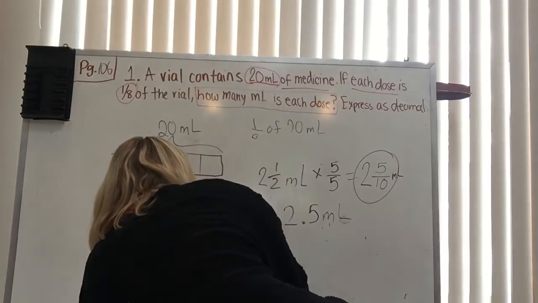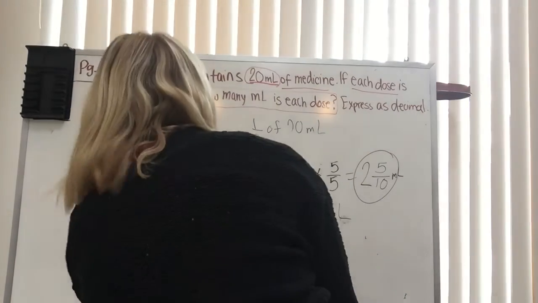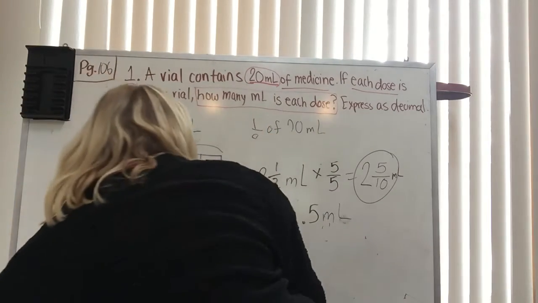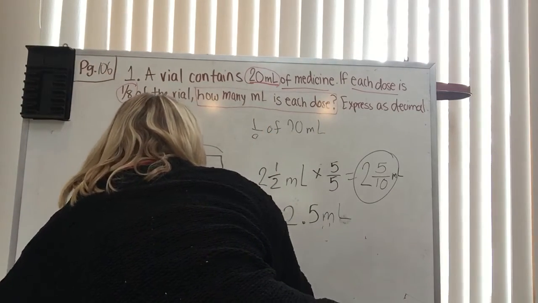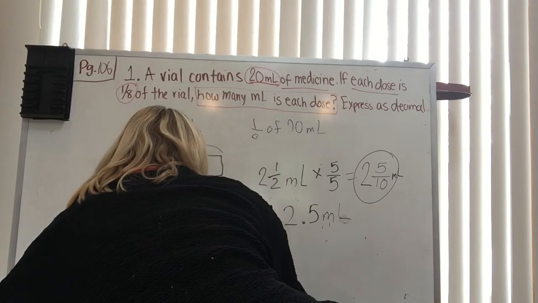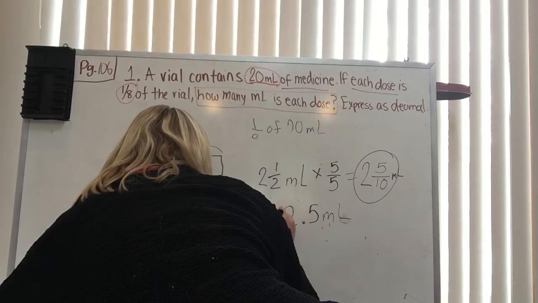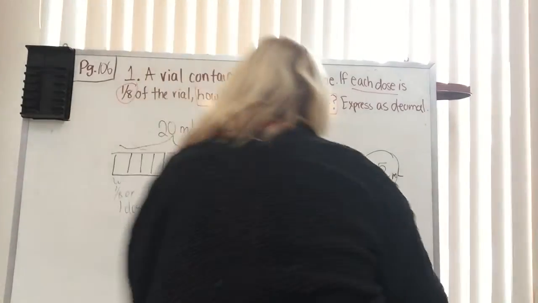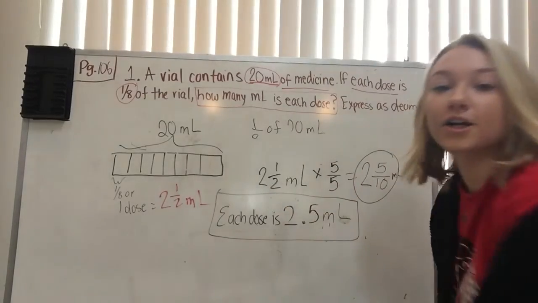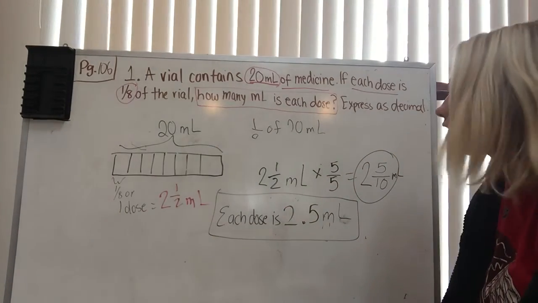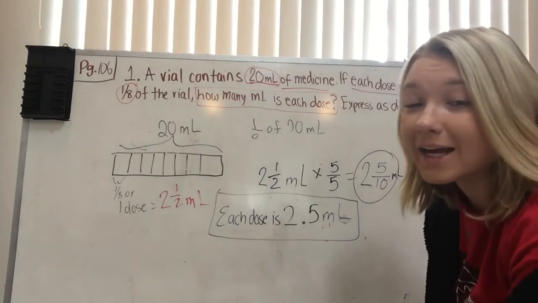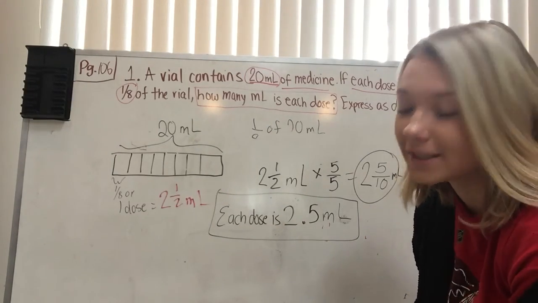And then I can take this number now and go back to the question about the vial. What's our question? How many milliliters is each dose? So each dose is 2.5 milliliters. And then I'm going to circle or square my answer: each dose is 2.5 milliliters. Okay, visit me in the next video, please.